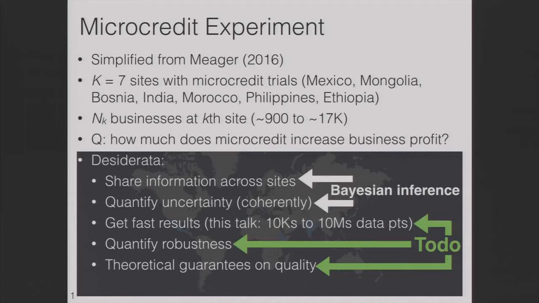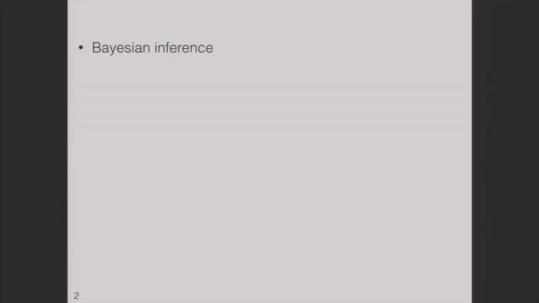Okay, so this is where hopefully this talk will come in. How do we get these fast results? How do we get this quantification of robustness as well as theoretical guarantees on quality? And as I've already mentioned a few times, none of these desiderata are specific to microcredit. This is true of a variety of different modeling scenarios and problems, but this was our motivating example in this particular case. Okay, so let's review Bayesian inference a little bit.